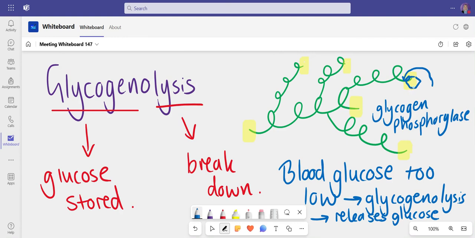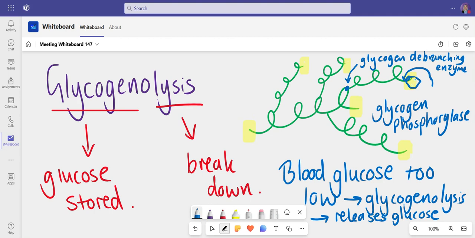Then it actually needs a second enzyme, which is called a glycogen debranching enzyme, if it needs to break the bond at the branch point. So where a branch joins on, it needs a different enzyme, which is called a glycogen debranching enzyme. Most of you are just going to know that enzymes are used to break the bonds to release the glucose molecules, but there are the names of some of the enzymes involved if you want to use those words as well.